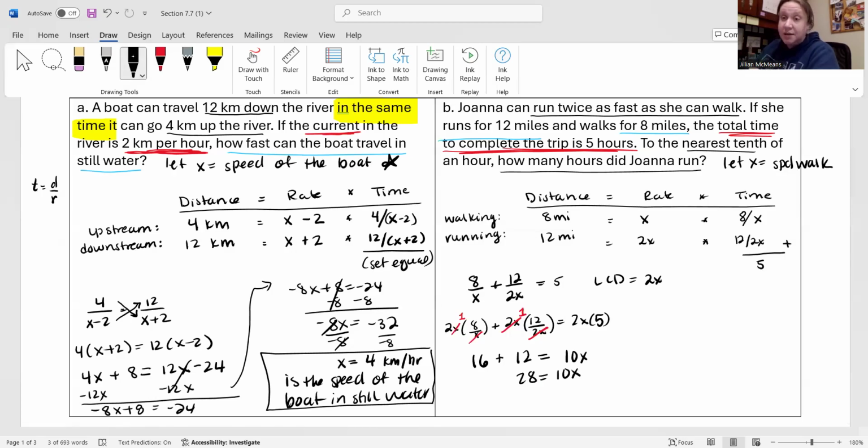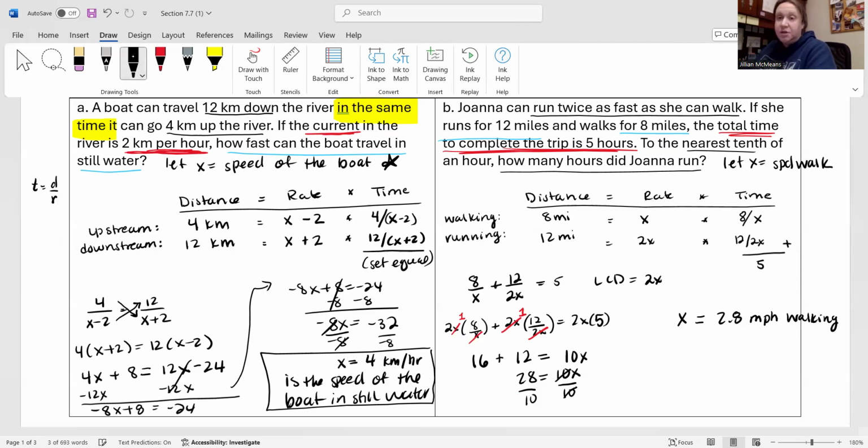And in order to get the x and the 10 separated, to get the x alone, I would divide both sides by 10. Well, 10 divided by 10 is 1. 1 times x is x. And then 28 divided by 10 is 2.8. But we have to go back and ask, okay, x is what? What does x mean? Well, x is the speed walking. So x is 2.8 miles per hour walking.